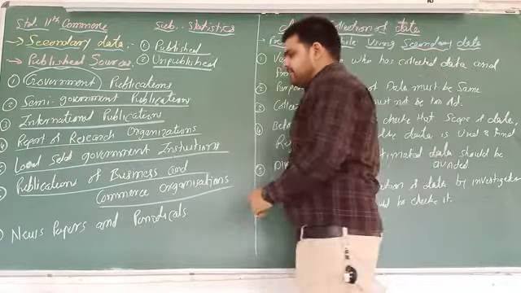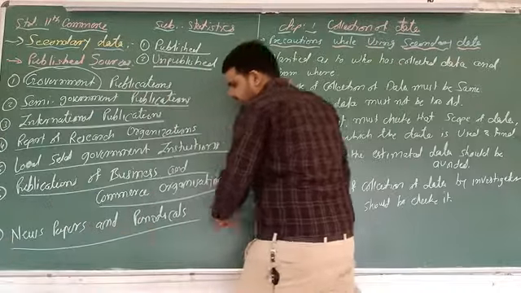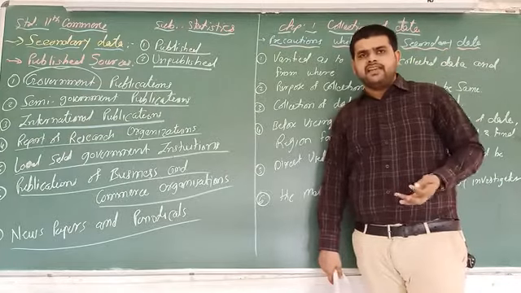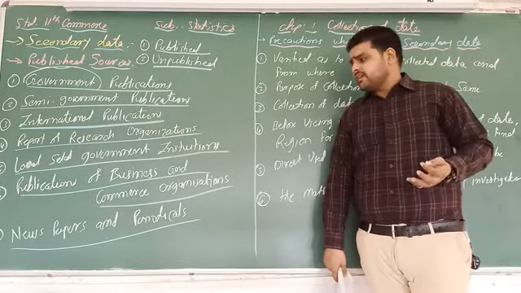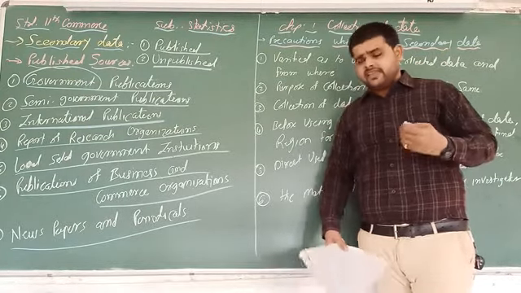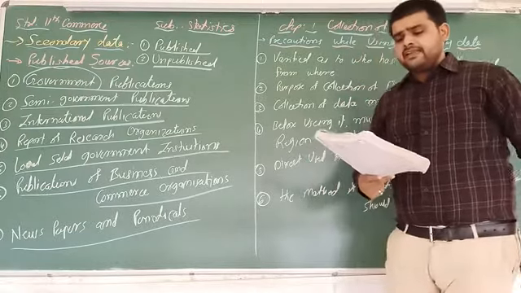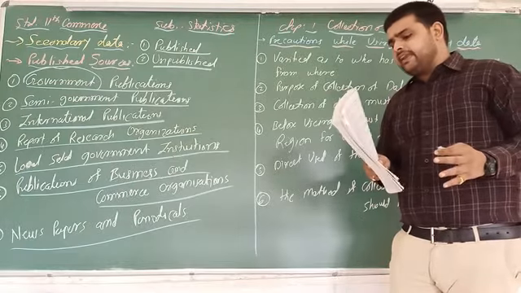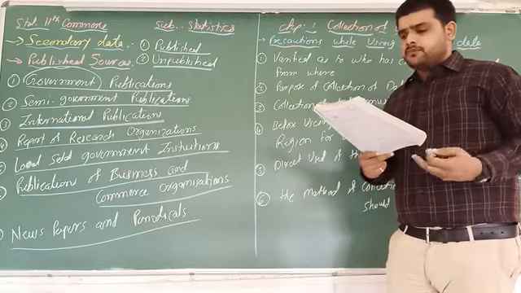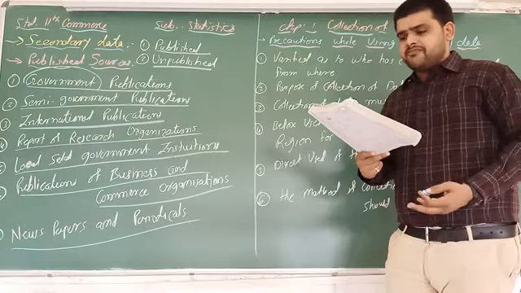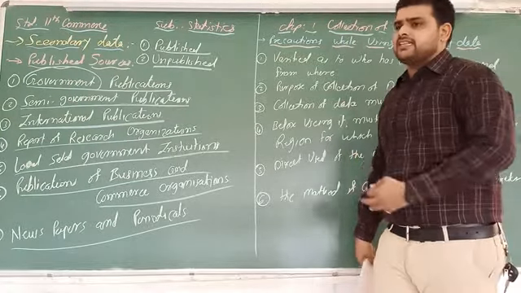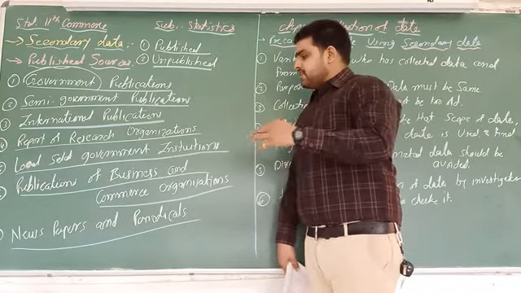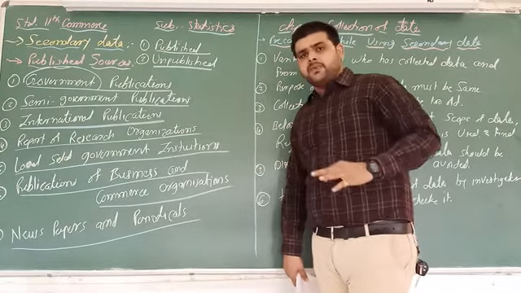And last, number 7, newspapers as well as periodicals. Various newspapers are there, for example Times of India, Divya Bhaskar. Various types of periodicals provide various types of data. For example, Economic and Political Weekly, Business Today, Financial Express. So this is the various kind of data provided in various types of newspapers as well as periodicals.